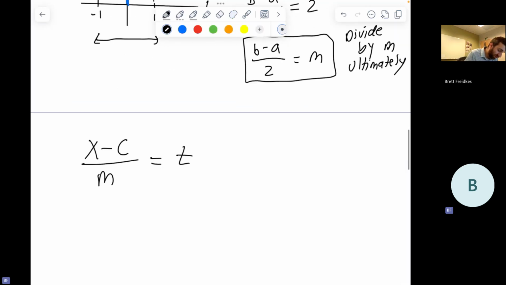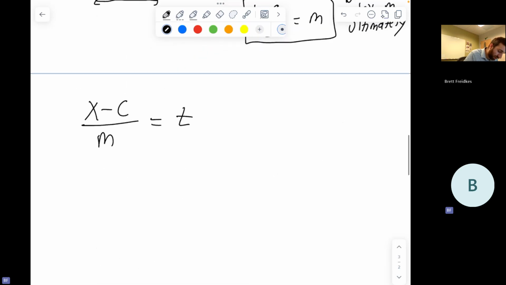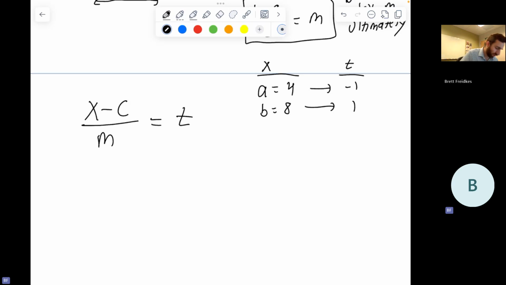And let's do this for this example. Our original bounds, A was 4, B was 8. Again, these are x. We need these to change ultimately to -1 and +1. So let's confirm that this is true. I told you that C is the center, which is the average of those two values. That was 12 over 2 was 6.